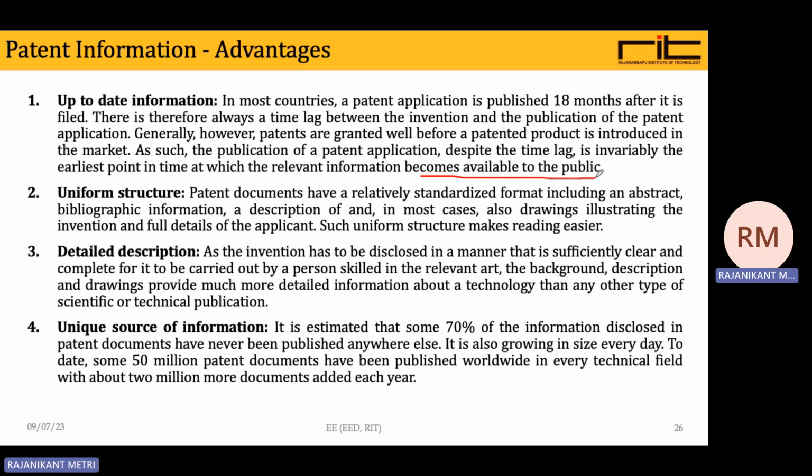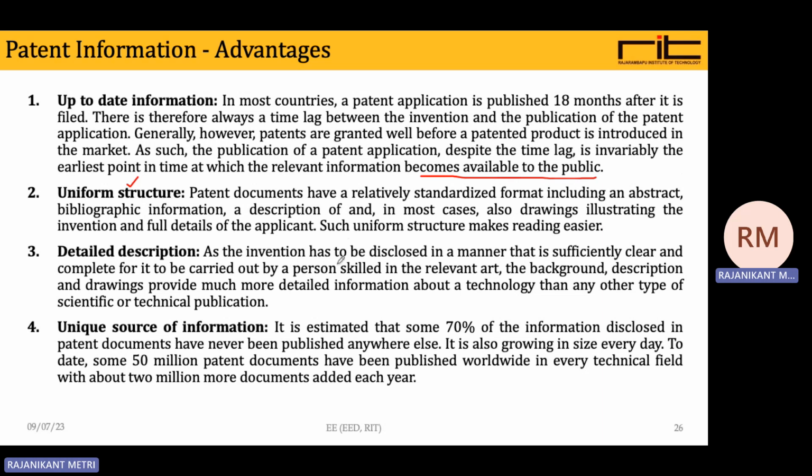Uniform structure. Patent documents have a relatively standardized format, including, as we have just seen, abstract, bibliographic information, description, claims, drawings. So these illustrate the invention and full details of the applicant. Such uniform structure makes reading easier. So this uniform structure of the patent information makes it easy for the reader or the new inventor.